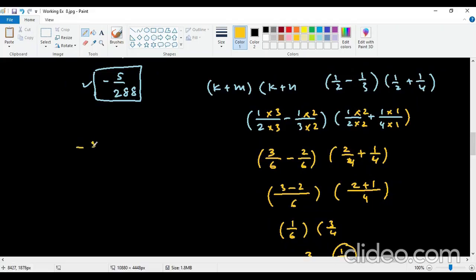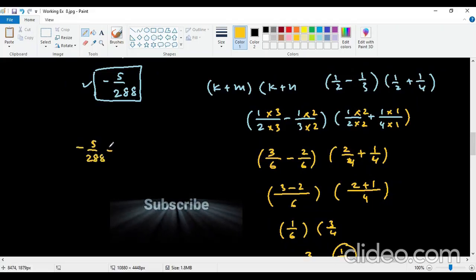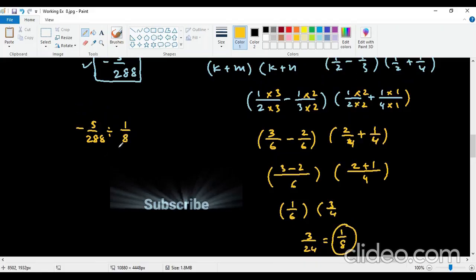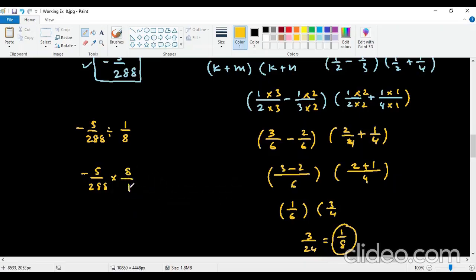Now we need to divide minus 5 over 288 by the denominator value, which is 1 over 8. So when it comes like this, minus 5 over 288 is multiplied by 8 over 1. And when 288 is divided by 8, it gives you 36. So minus 5 over 36 is going to be your final answer of question number 50. This is the answer for question number 50.